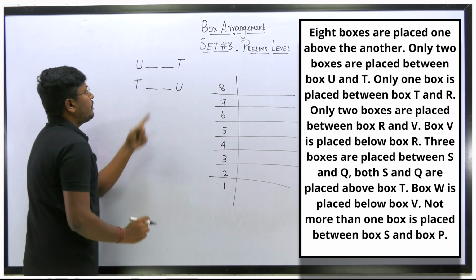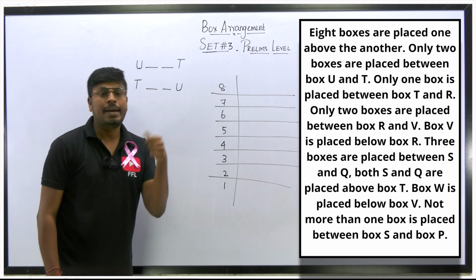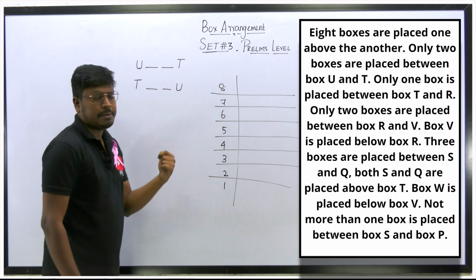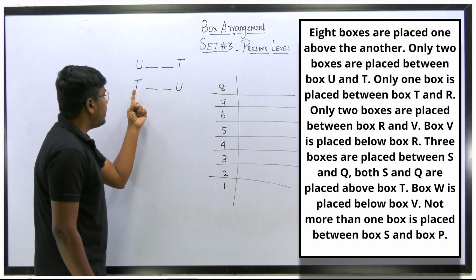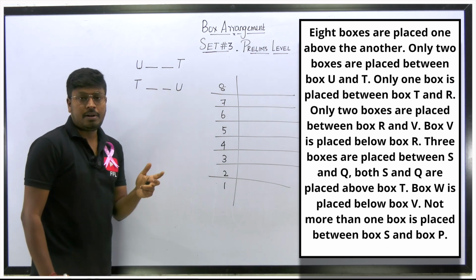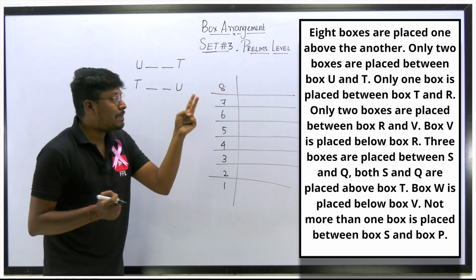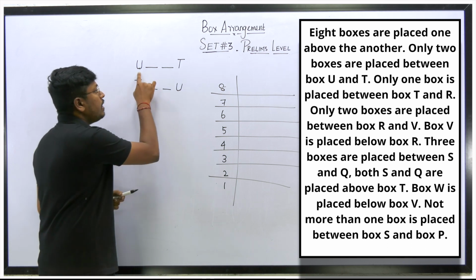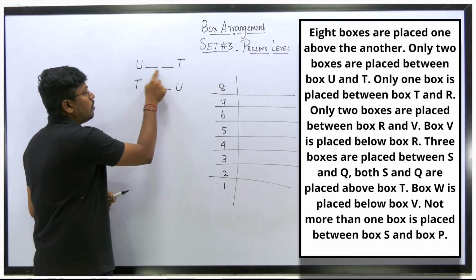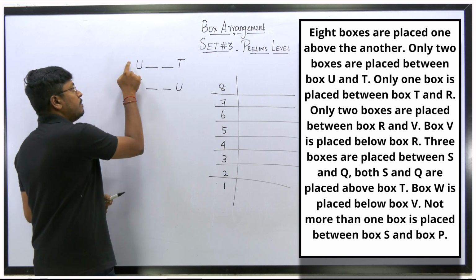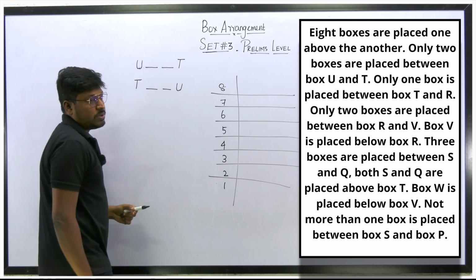In the first possible diagram, box U is at the top and T is at the bottom. In the second possible diagram, T is at the top and U is at the bottom. But in both diagrams, according to the question, only 2 boxes are placed between U and T. Understood or not? So this will be the first possible diagram, this will be the second possible diagram.